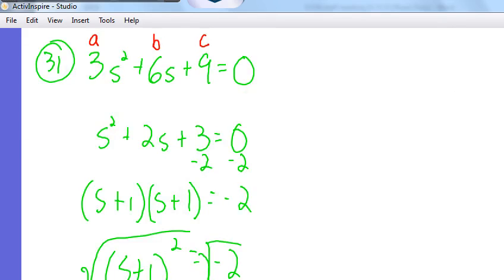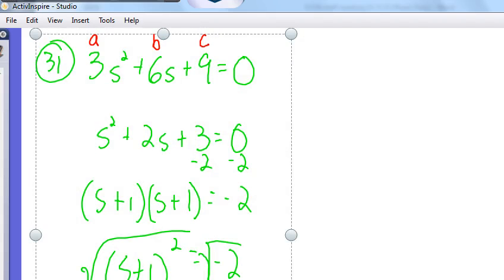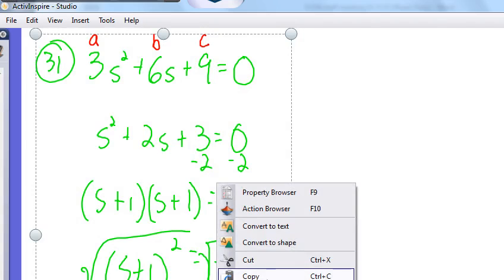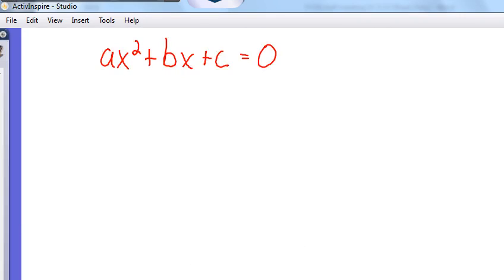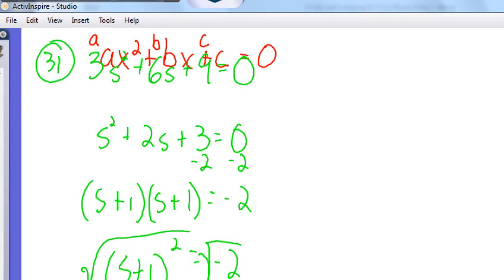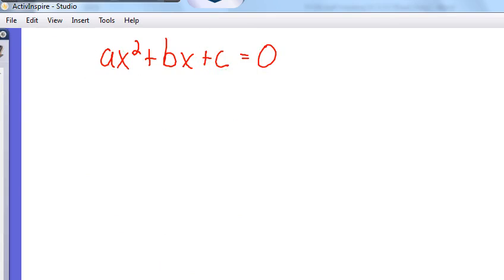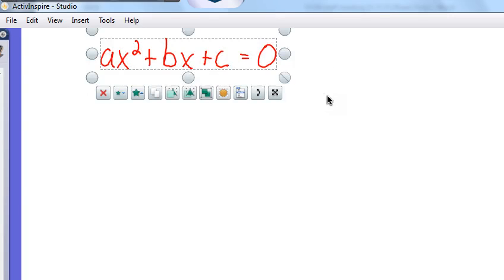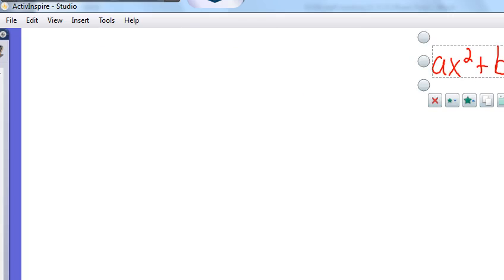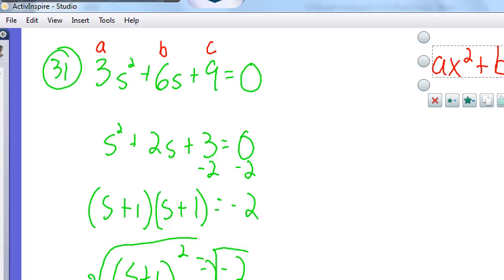Let's just go back here and grab all of this work. This is going to follow the exact same steps that we did over here. Exact same thing.